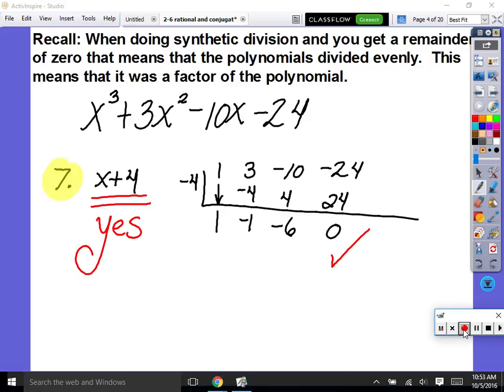A couple of things. Everybody pay attention so I can kind of put it all together for you. So recall, when doing synthetic division, you get a remainder of 0. That means the polynomial is divided evenly, and this means it was a factor of the polynomial. Just look at number 7 on 2-5. It says determine whether each binomial is a factor. So we did synthetic division using -4, correct? We got a remainder of 0, so we knew that this x plus 4 was truly a factor, meaning it truly multiplied to be it evenly. Yes. Okay, awesome. So we all get that.